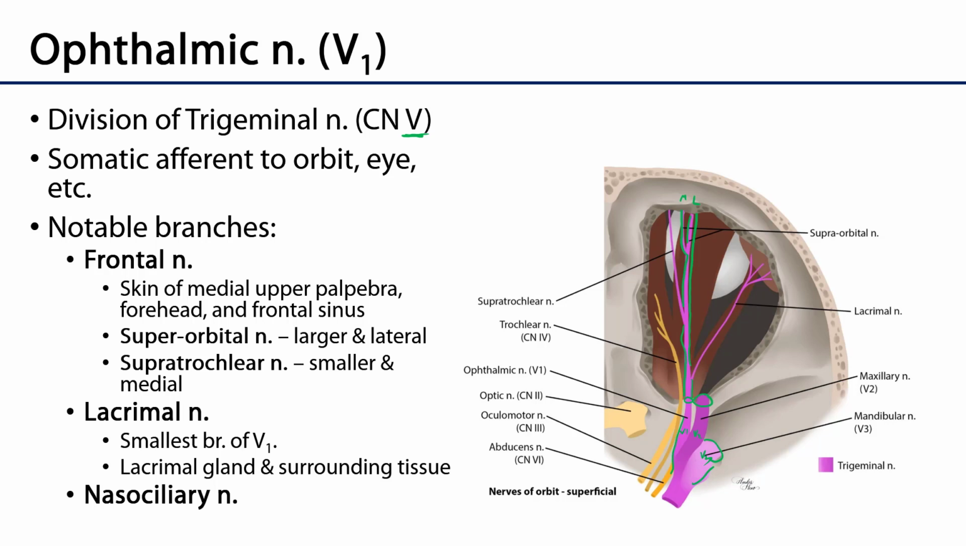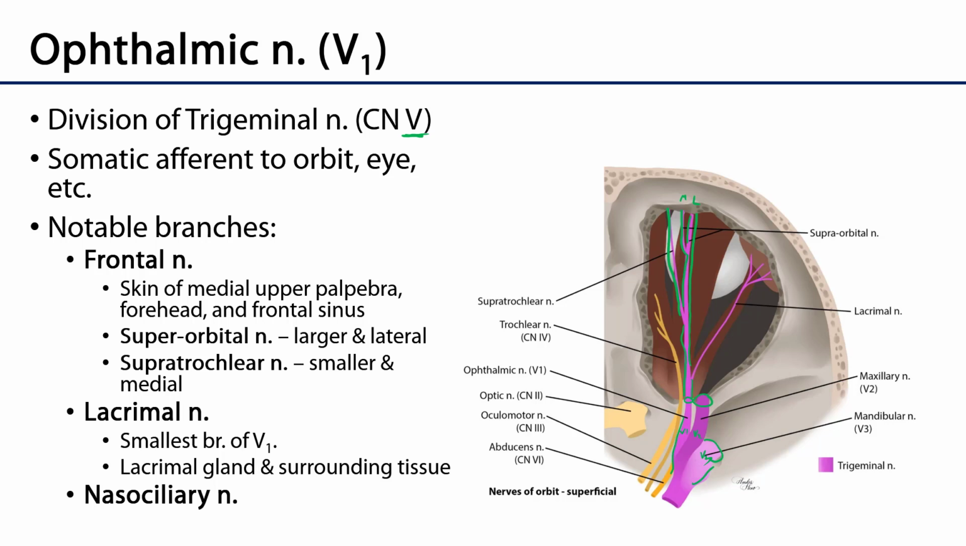These are going to serve the skin of the medial superior palpebra, the skin of the forehead, and in part the frontal sinus. The second terminal branch of the frontal nerve is the supratrochlear nerve, which we can see there. The supratrochlear nerve is smaller and more medially oriented, and this is going to serve the frontal sinus as well as the skin of the medial forehead.